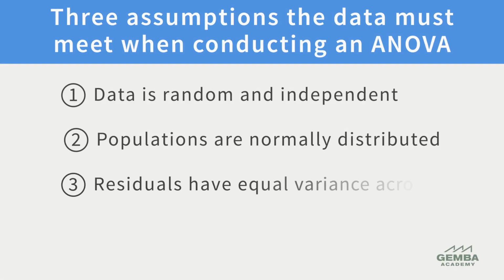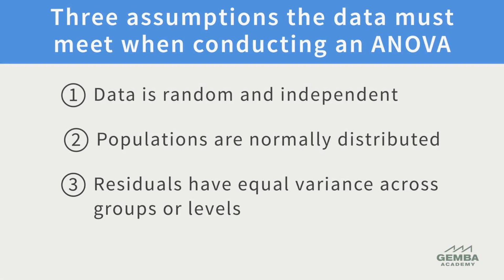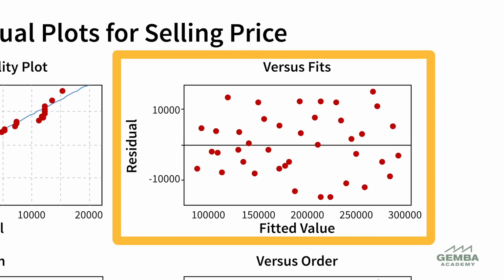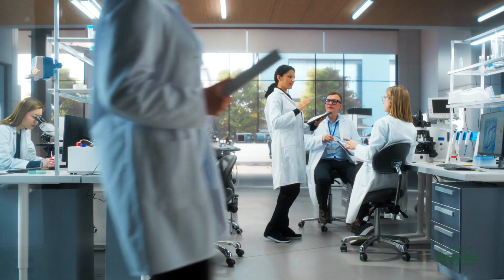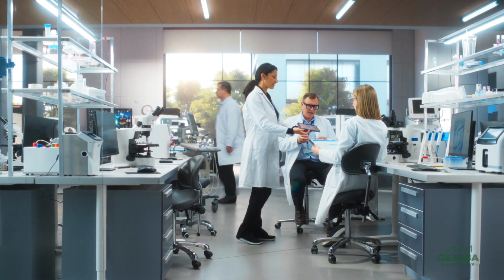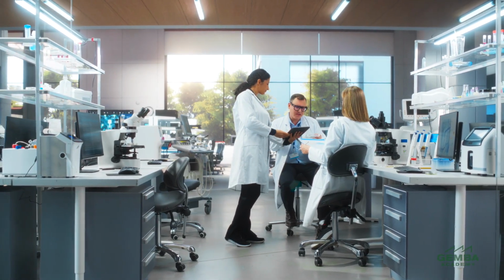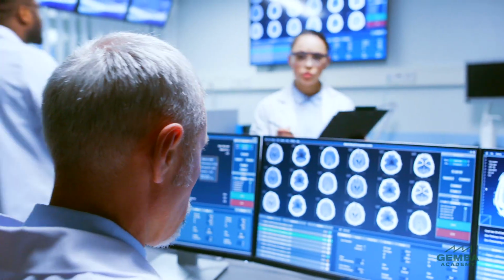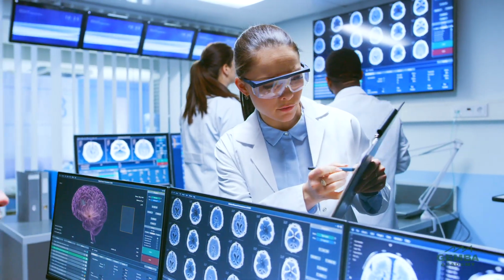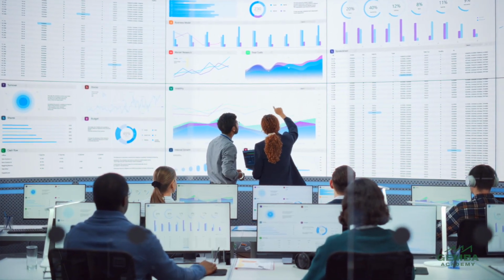The third assumption is that the residuals have equal variance across groups or levels. Here we see an example where variances appear to be evenly distributed. Meeting these criteria for our population data helps ensure that our statistical analysis is useful and accurate. As we can see, ANOVA provides a framework for understanding how various factors and their interactions affect a response variable. This makes it a valuable tool in fields such as research, designed experiments, medicine, business data analytics, and process improvement.